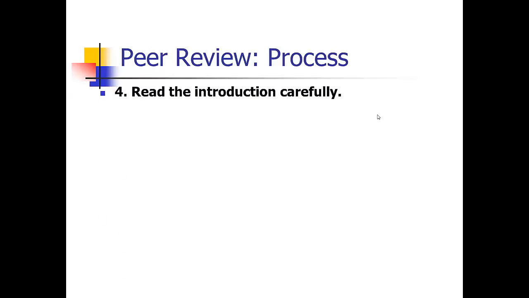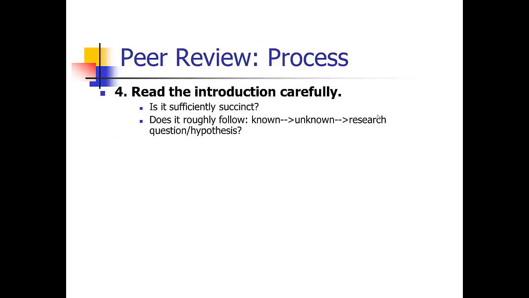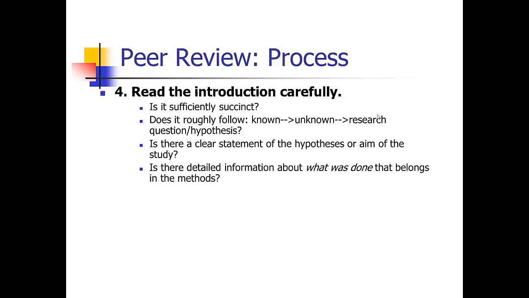And then you should go through each section of the paper. This is what I'll do, go through each section and give specific comments on each section. So I'll read the introduction, for example. Remember, the introduction should be sufficiently succinct, so that's a comment. If it's not sufficiently succinct, I'll point that out. The introduction should roughly follow what's known, what's unknown, and then the specific research question or hypothesis. I'm looking for that. If I don't find that, I might comment on that. Authors should give a clear statement of the hypotheses or aims of the study. So if that's not there, I might recommend that be added.